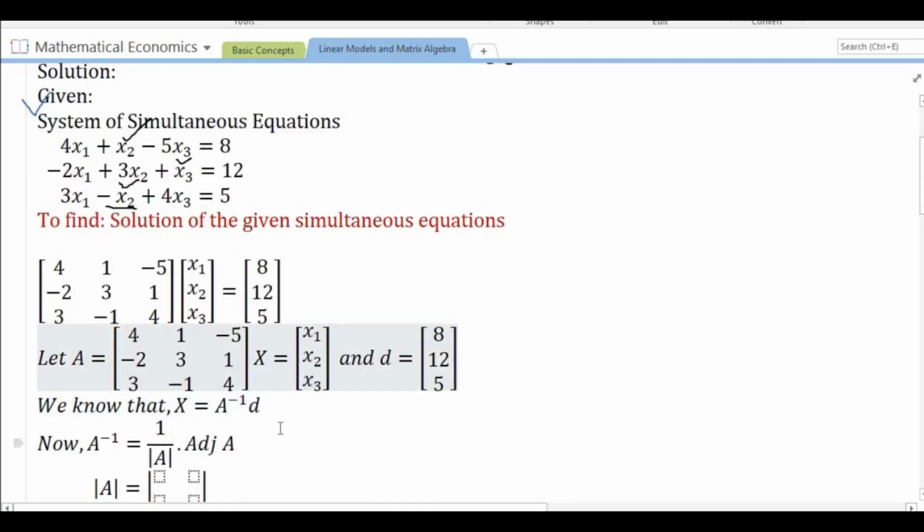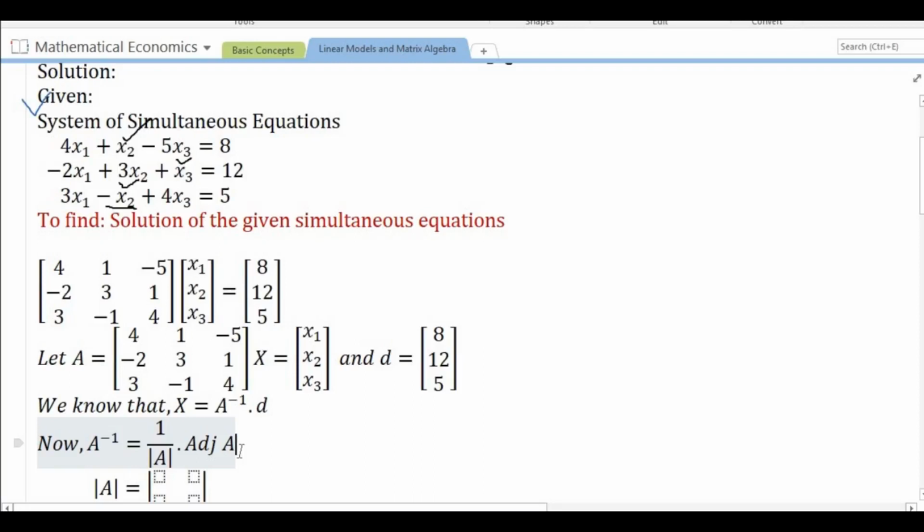Now the formula for finding the solutions of a system of simultaneous equations by matrix inversion is X is equal to A inverse times D. X is the variable vector, A is the coefficient matrix, we have to find its inverse, times the constant term vector. Before proceeding further, we need to find first A inverse.